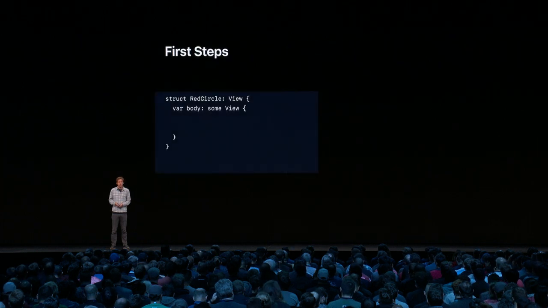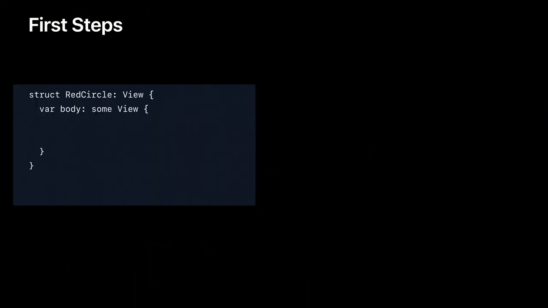And so we think we've got a good way to do things like this in SwiftUI. And so we're going to look at a little example. But before we can do anything complex, we need to cover the basics. So if we wanted to draw a red circle, how would we do that?